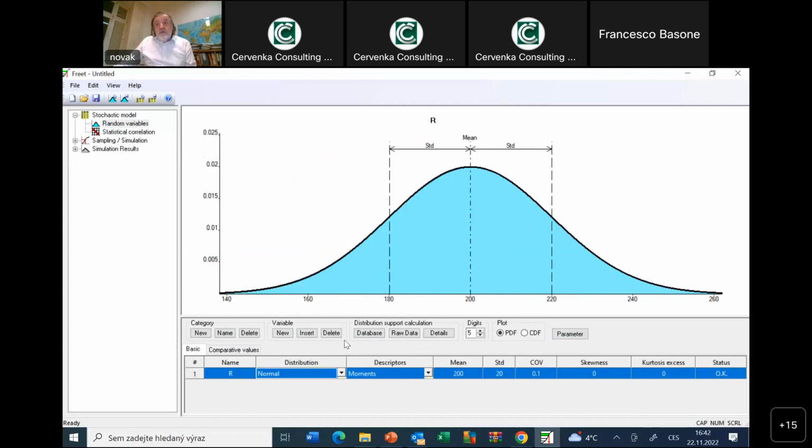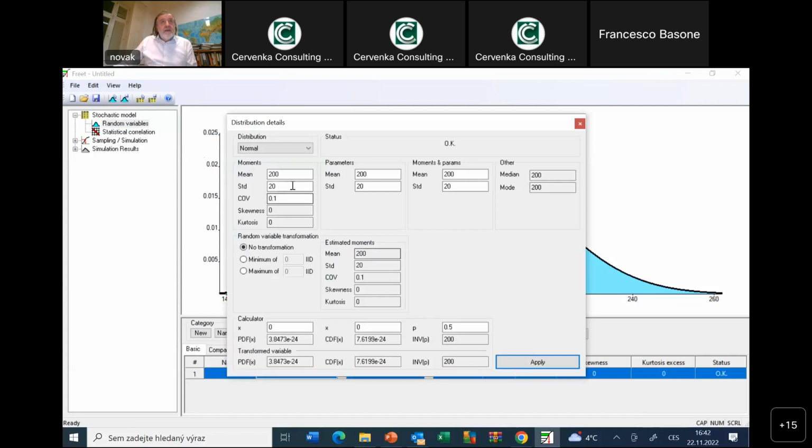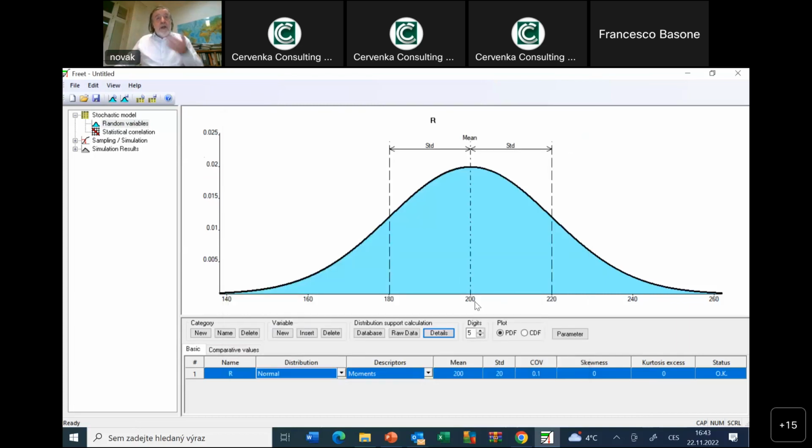I will show you now maybe the distribution support calculation. If I click on details, there is something like a statistical software characteristic where you have your probability distribution, the moments, and also parameters and combinations of moment parameters which can sometimes be useful. Also, you can calculate over this distribution some percentiles, quantiles, etc., and transformation. But there is no time for that now.